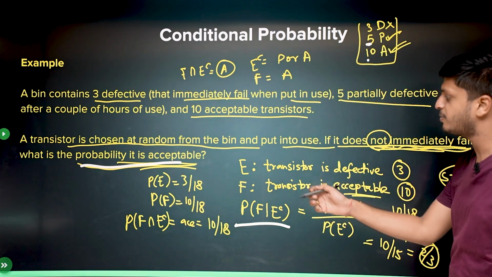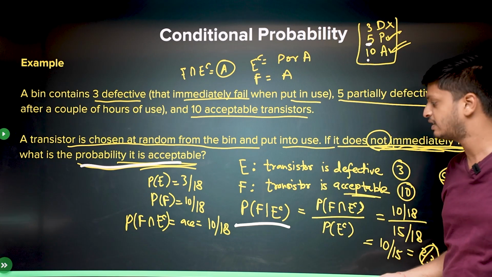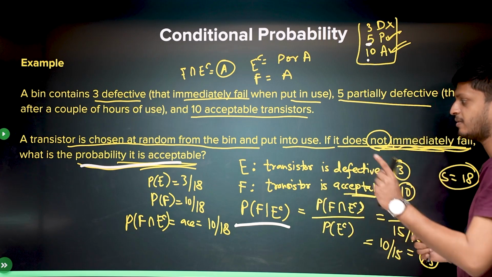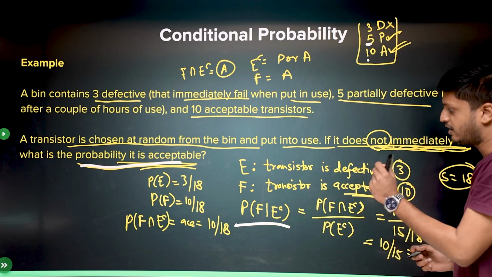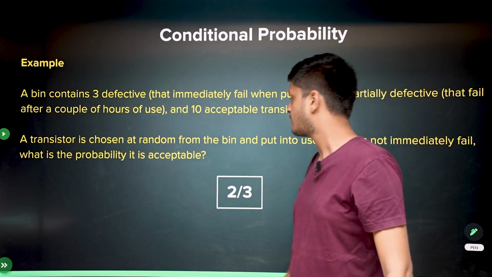Or you can also make the event E as the transistor is not defective. In that case, you will have to calculate F by E. Then the events change. So depending on your event, read the statement carefully and make the expression. Then it will be easy. So the probability is 2 by 3.